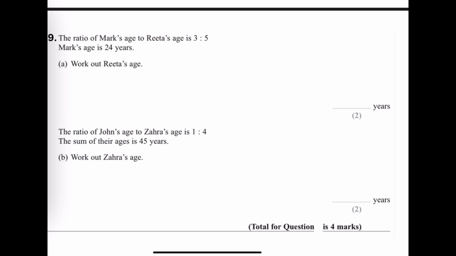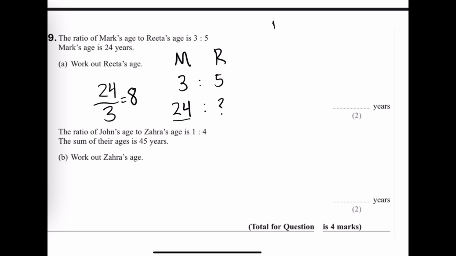So question 9, the ratio of Mark's age to Rita's age is 3 to 5. Mark's age is 24 years. Work out what Rita's age is. So if we just make this clear for us, we'll do Mark, Rita. It's 3 to 5. We have 24 over here, and we do not know what this one is. We can find out what basically 1 is. So you do 24 divided by 3, which is 8. So we know that 1 of it is 8. So 1 of this 3 equals 8. So we can just times it by 5 so that we can see how much Rita is, and it would be 40. Answer is 40.